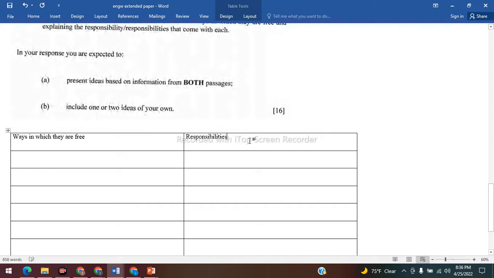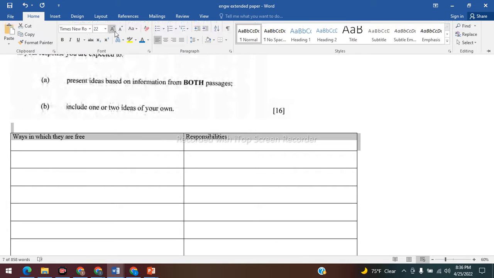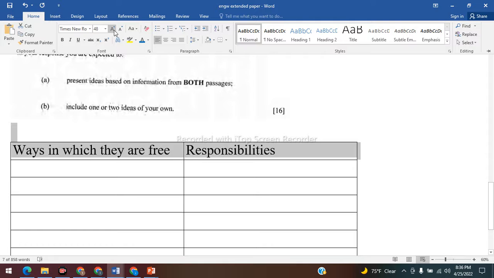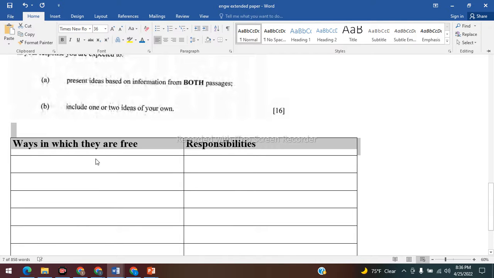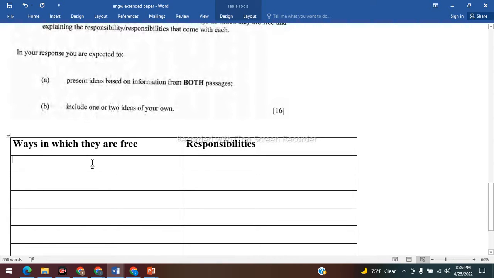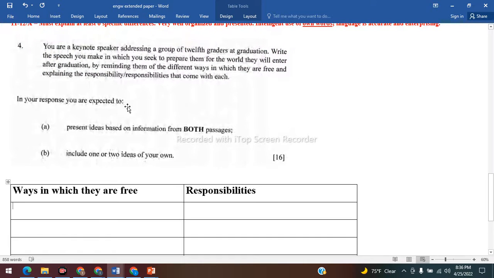Responsibilities. All right. Do I have to write the columns like this in exams? No, no. You're writing a speech. What you used to say, the thing you write before you write the essay, the plan. So it's like a plan.